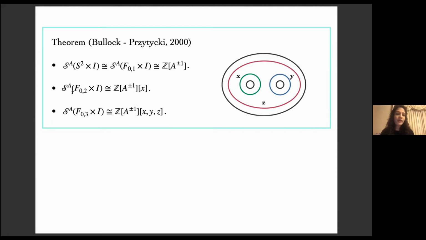They show that the Kauffman bracket skein algebra of the thickened annulus is isomorphic to this polynomial ring, where X is the homotopically non-trivial curve on the annulus. And the Kauffman bracket skein algebra of the pair of pants cross I is isomorphic to this polynomial ring, where X, Y, and Z are the three homotopically non-trivial curves illustrated as follows.